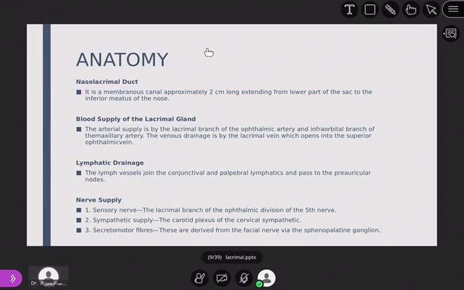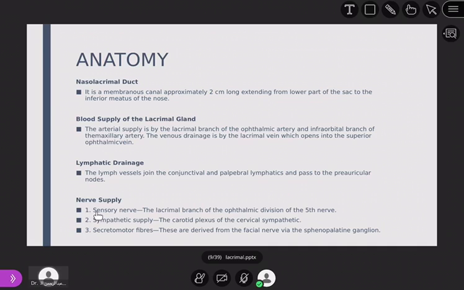The blood supply of the lacrimal gland, the arterial supply, is by the lacrimal branch of the ophthalmic artery and the infraorbital branch of the maxillary artery. The venous drainage is by the lacrimal vein, which opens into the superior ophthalmic vein. The lymphatic drainage ends in the pre-auricular nodes. For the eyelids, the medial half goes to the submandibular lymph nodes. The temporal half, which is the lateral half, will go to the pre-auricular nodes.